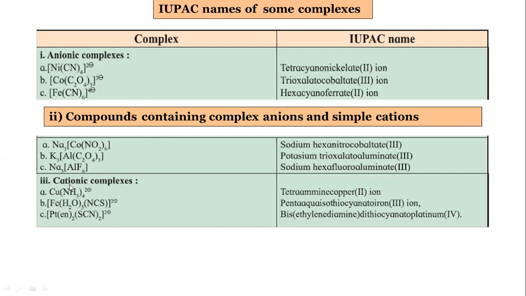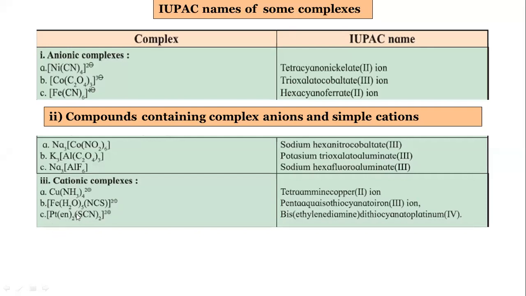In case of anionic complexes, we have to change the name of the metal. It will be ferrate, it will be platinate, like this. But as the complex is cationic, the name of the metal will remain the same. In bracket, the oxidation state is written, and it is an ion. Why is it an ion? Because it is 2+. Now I am coming to example number 3.